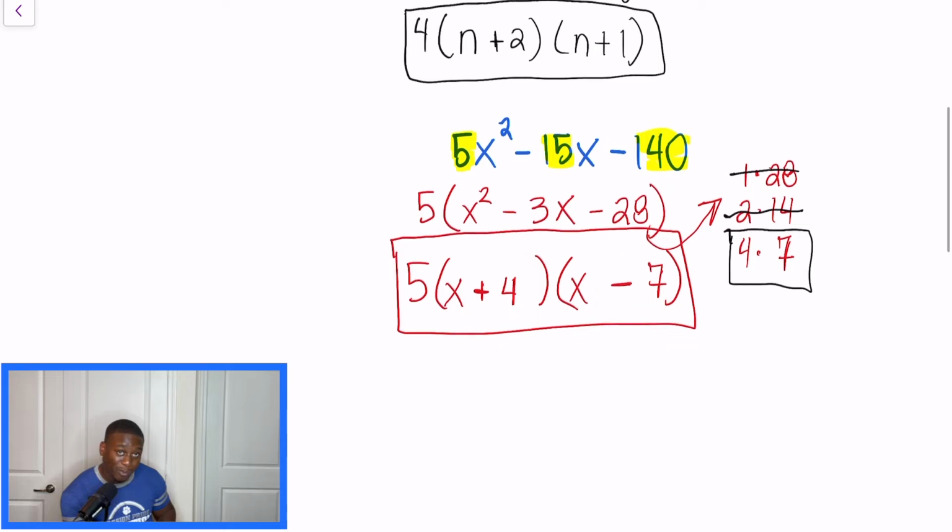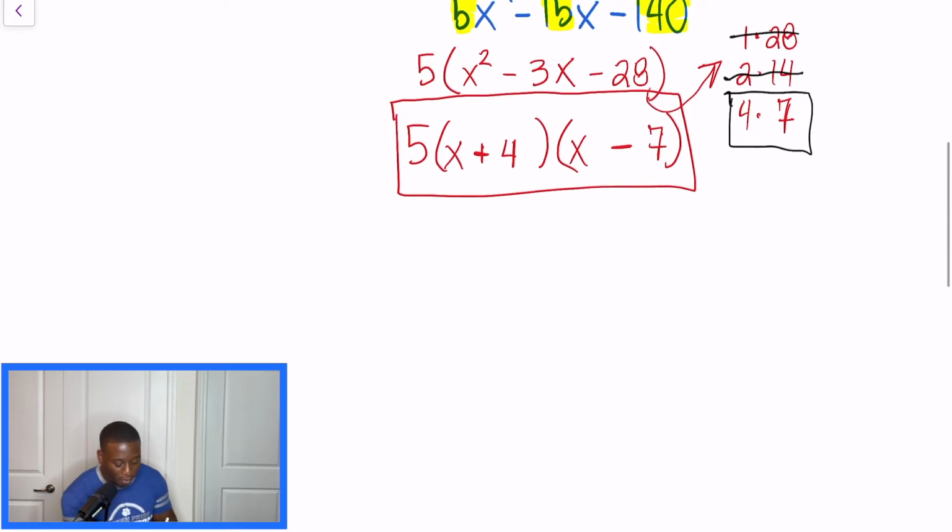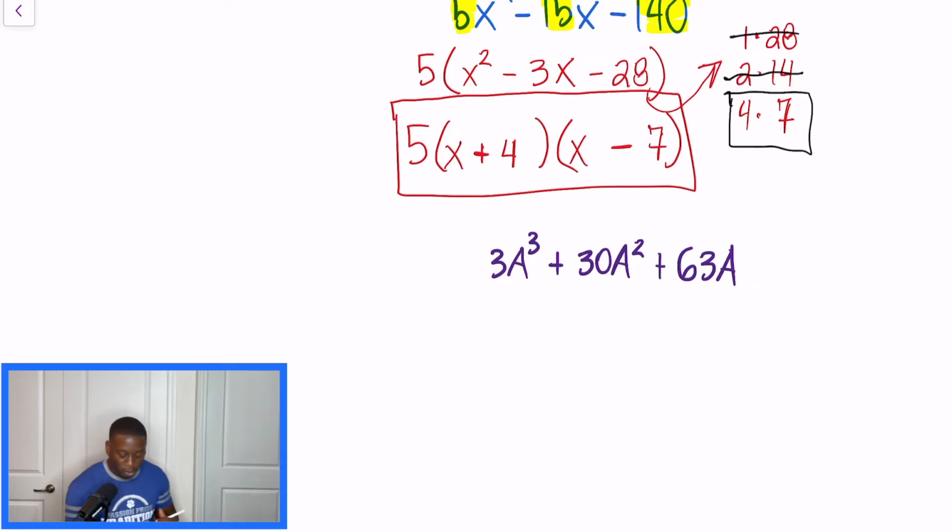Now, in our next problem, I want to show you a greatest common factor where we're not just pulling out a number, we can also pull out variables. And I know it can get so complicated, but I got you, real quick, easy explanation. So in this problem, we have 3a to the third plus 30a squared plus 63a. So another tip I want to give you guys is this.